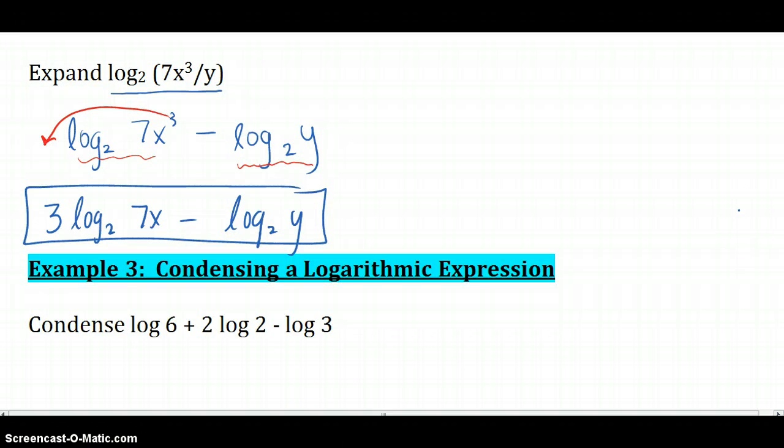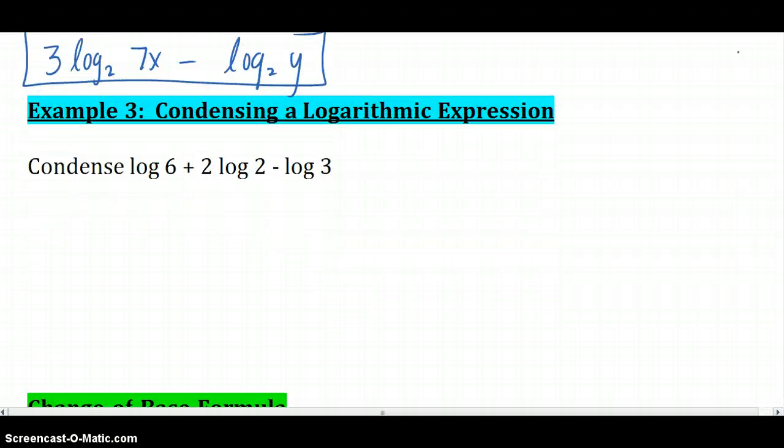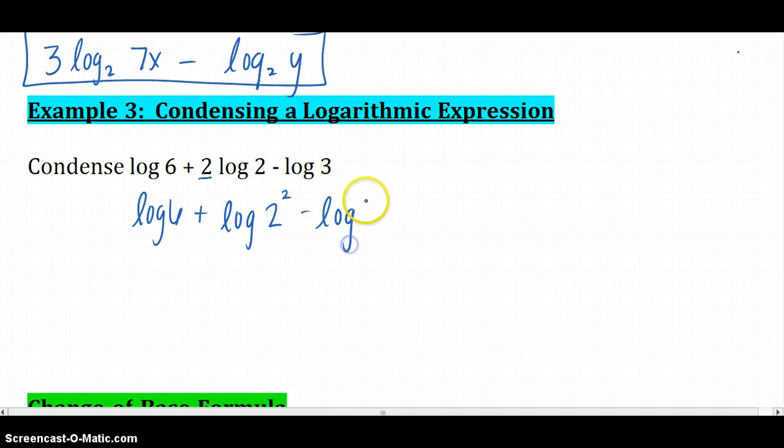Now let's talk about going in the opposite direction. So now we're going to condense the logarithmic expression. Your first step is to look for any exponents that have moved down and you need to move them back up. So here we have a 2 out in front of this log, so that means it was an exponent, so you need to move that back. So we have log of 6 plus log of 2 squared minus log 3.